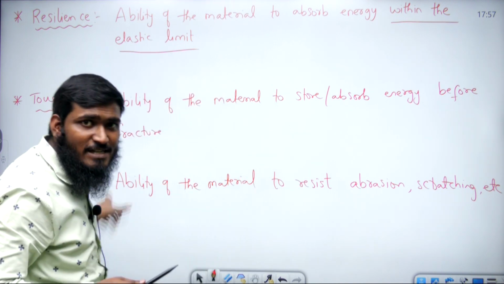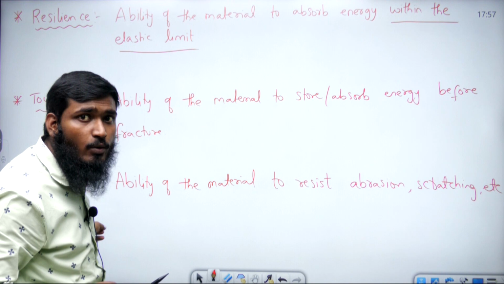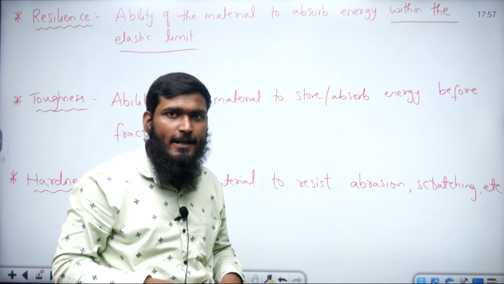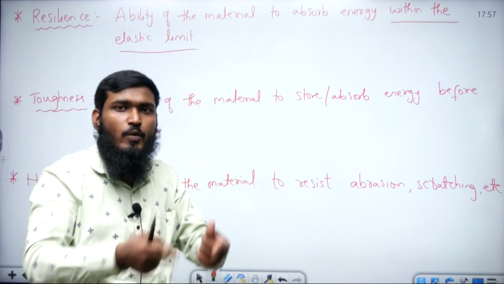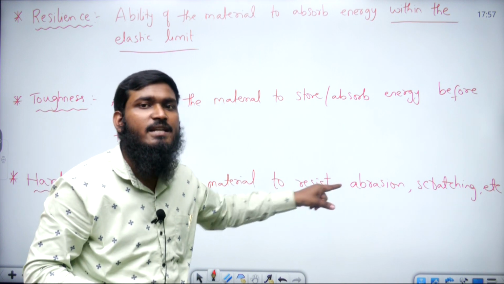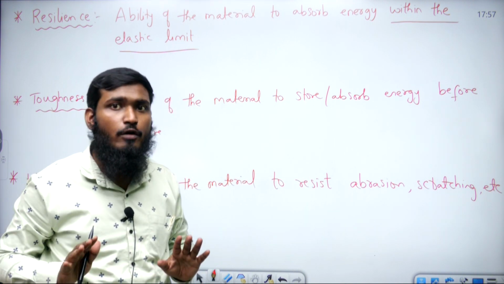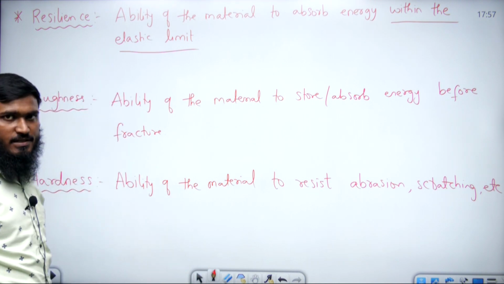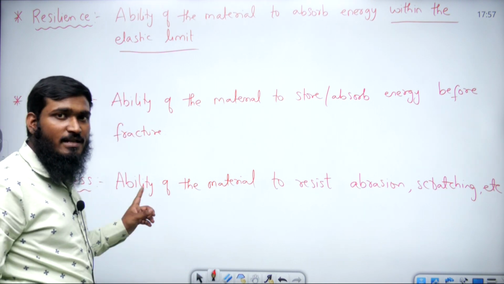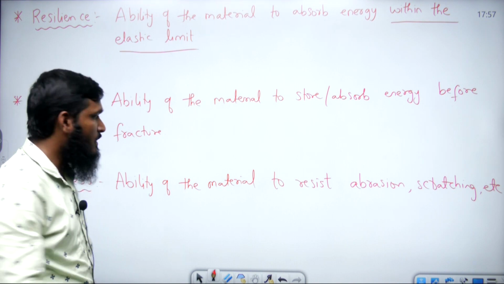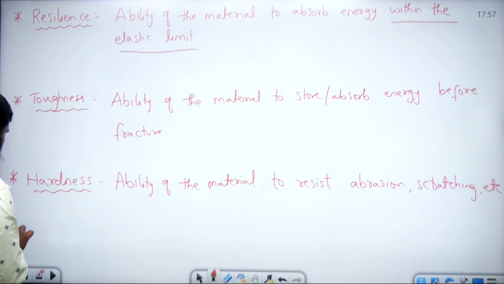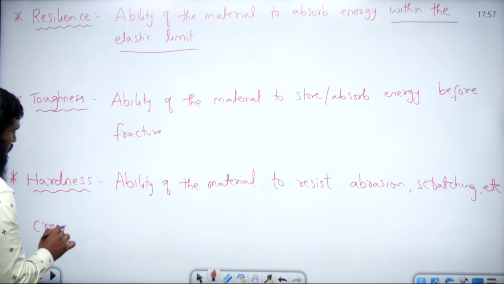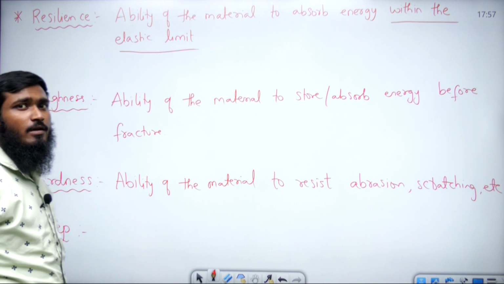So what is the meaning of hardness over here? It is the ability which will resist these scratchings and abrasion of the material, of the body. So that property we are calling what? Hardness. Okay, so we have completed this hardness part also. Now next what do we have? We have the next part as creep. What is the meaning of creep actually?